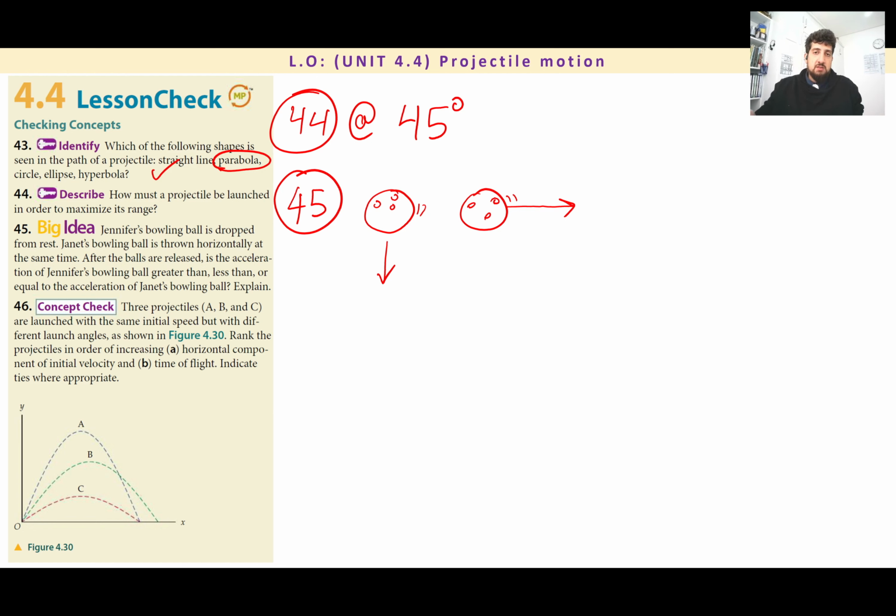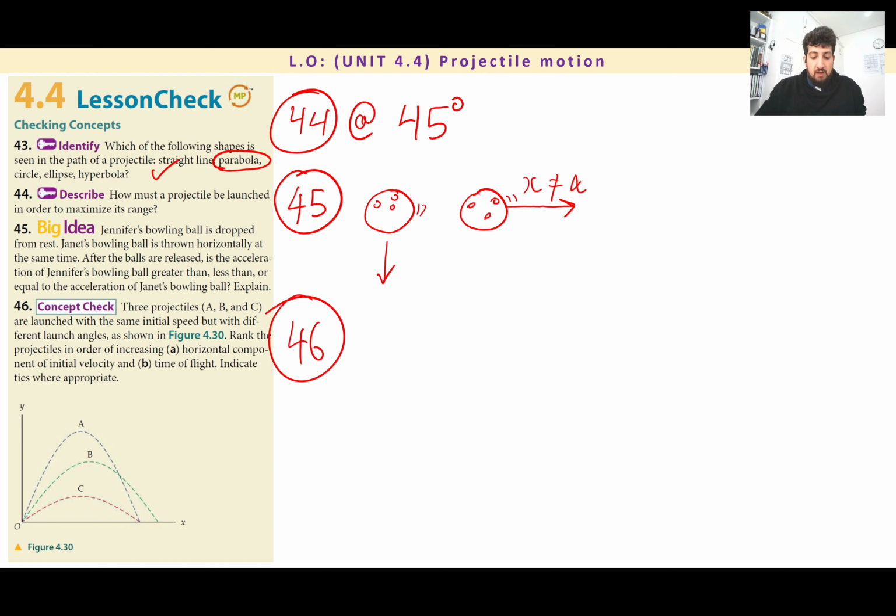So when they are released, what's going to happen? They are both going to experience the same acceleration downwards. There's no acceleration in the x direction. The only acceleration is in the y direction, which is g. So this ball is going to experience g, and this ball here is going to experience g as well. They're both exactly the same, 9.81 meters per second squared acting downwards. So they're going to be the same.